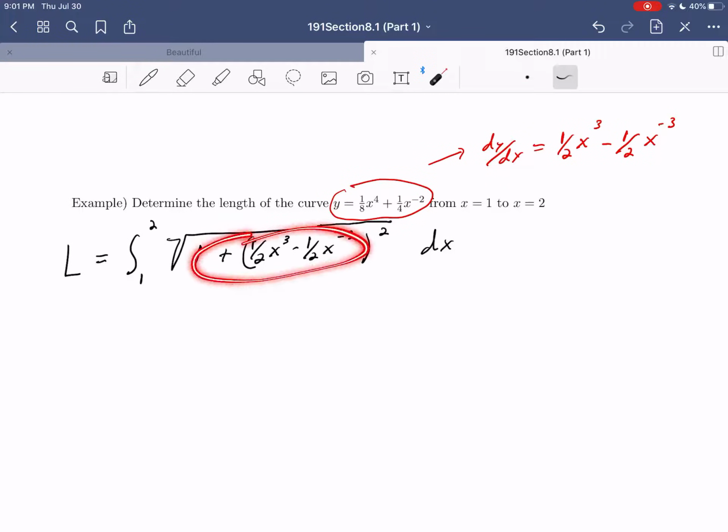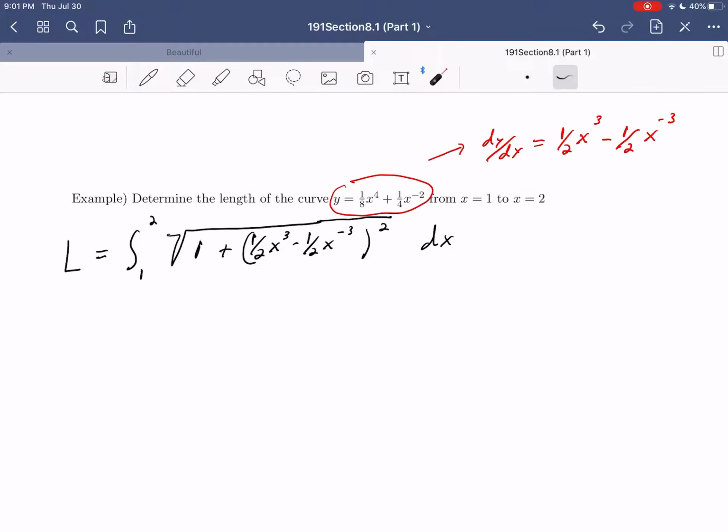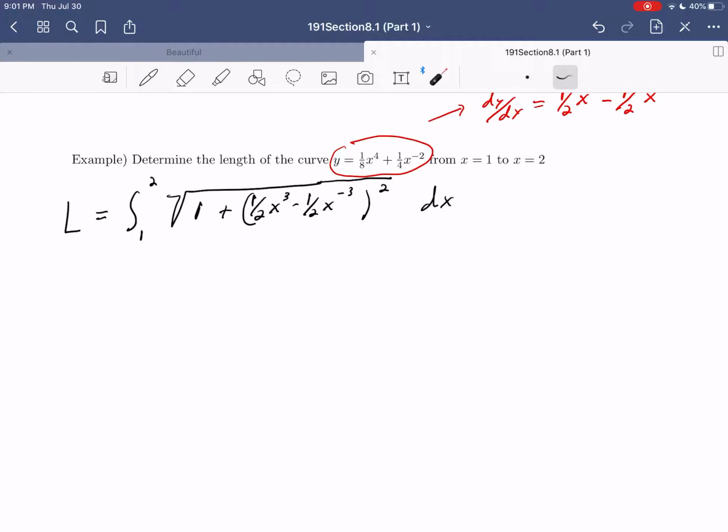Now this is a mess in here, so probably at this point we look sort of stuck. So the best thing we can try to do is just multiply this out. So let's take a moment to multiply that out. 1/2 x cubed minus 1/2 x to the minus 3 times 1/2 x cubed minus 1/2 x to the minus 3. Well, this is FOIL.